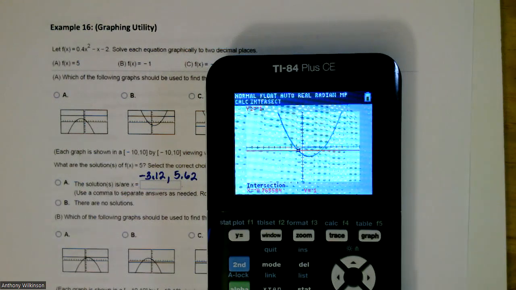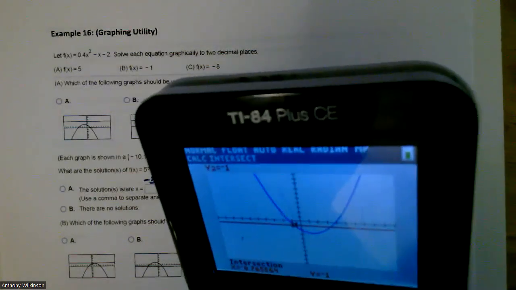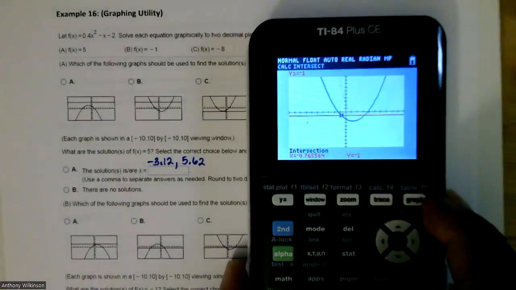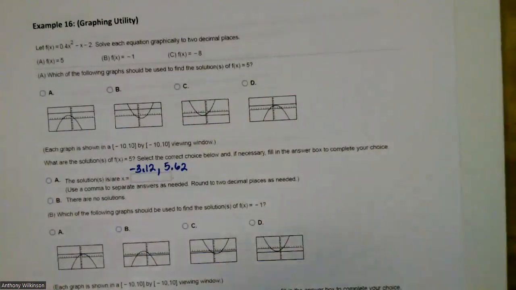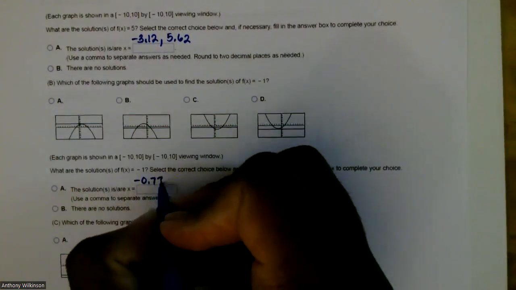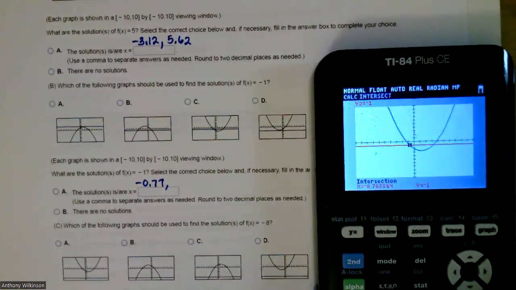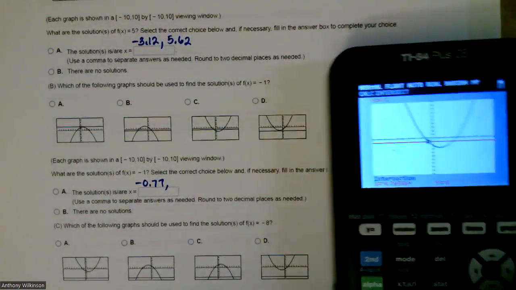So this will be negative 0.77. So in this case here, negative 0.77 is one of those points of intersection. And by the way, let's select the graph that is the same as the one I have here. Can't be A and it can't be B. It would have to be C, because that -1 is close to the x-axis, so it has to be C.